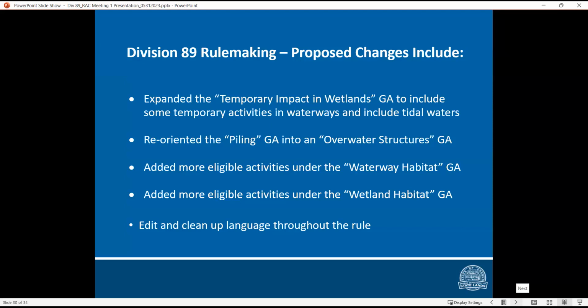We've added more eligible activities under the waterway habitat GA to help foster more habitat improvement activities. Same with the wetland GA. And then finally, just some housekeeping, editing, cleanup language, fixing some grammar and smaller things like that that have always been just kind of an annoyance to us. So that at the highest level are the proposed changes that we're looking at. Over the course of our next 5 meetings, we'll drill into a lot more details on each of those bullet points.